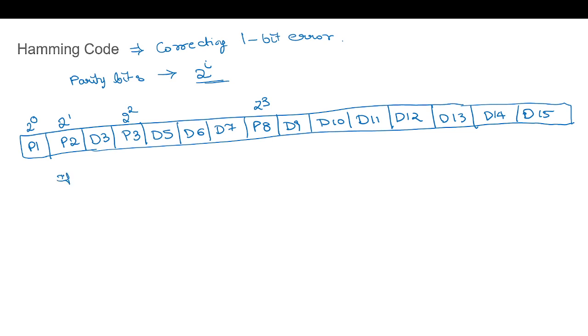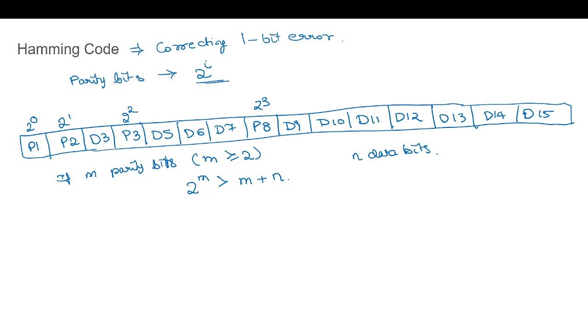So if we have m parity bits, m greater than or equal to 2, and these are used to code n bit data, then 2 to the power m should be greater than m plus n, where n is the number of data bits in the code. So these are the positions where we place the parity bits.